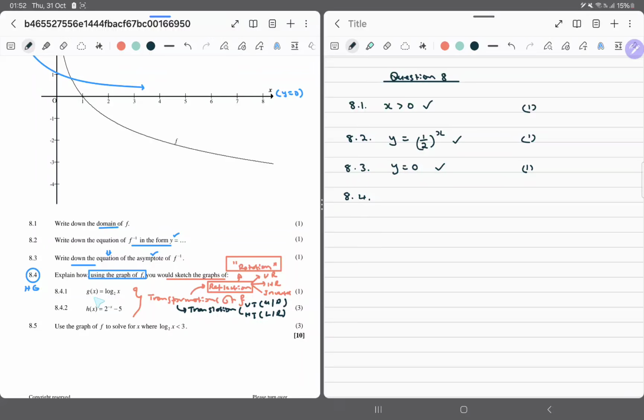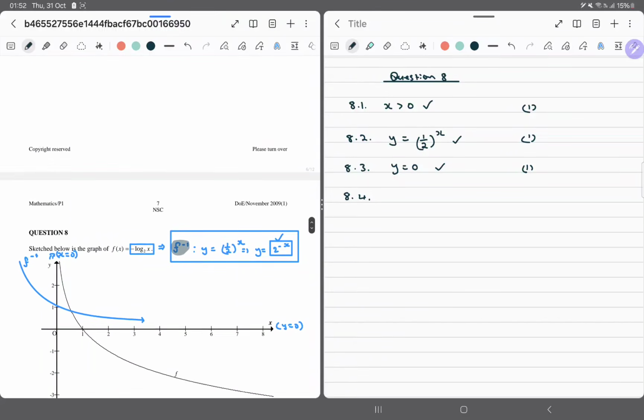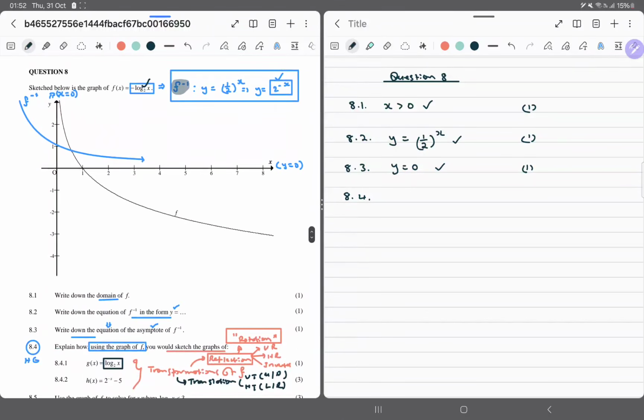Now let's look at this one. g of x is the log of x to the base 2. What was the function f? Can you see? Log of x to the base 2, but negative. Now this one is positive. What did we do? We simply multiplied that by a negative. And when we multiply the entire function by a negative, what are we doing? A vertical reflection.